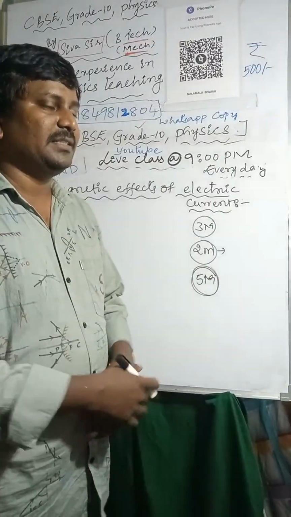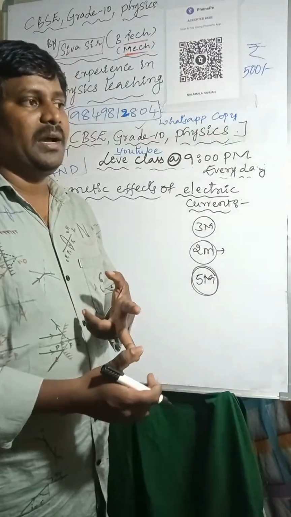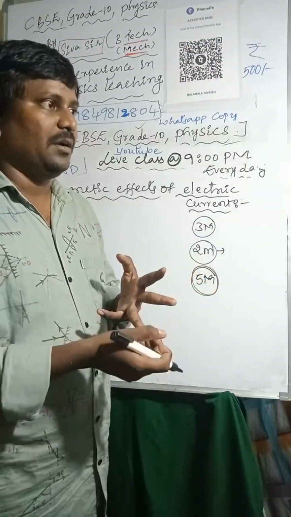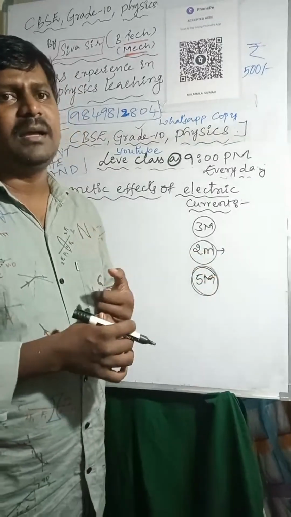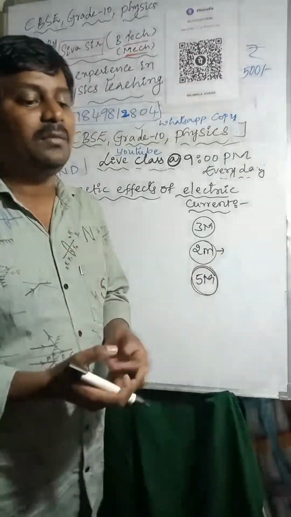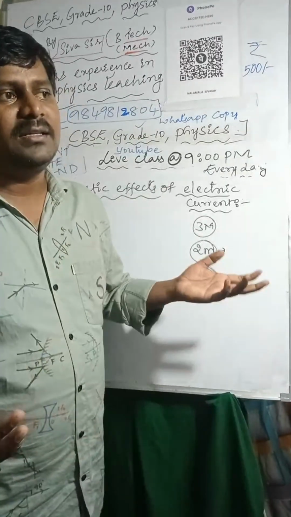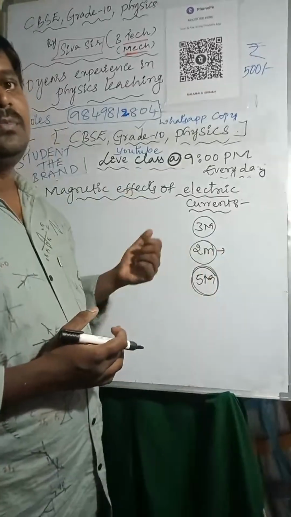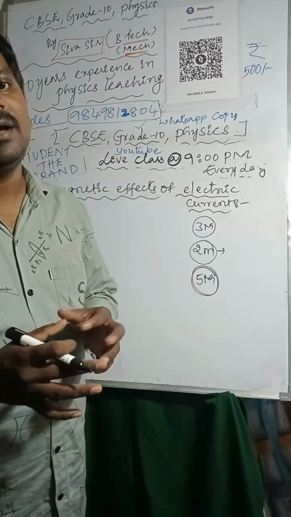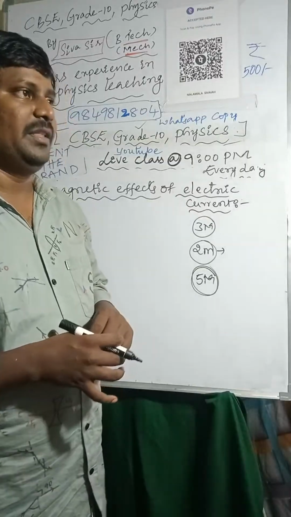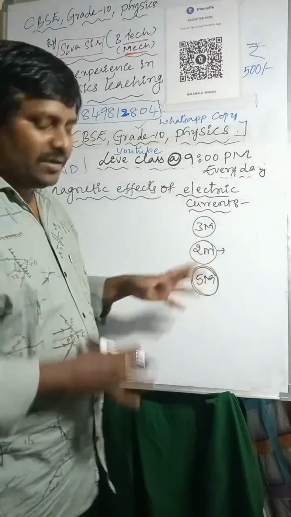Artificial magnets we can see: bar magnet, U-shaped or horseshoe magnet, dumbbell-shaped magnet, cylindrical magnet, spherical magnet. There are a number of magnets. So in this chapter, particularly, we will discuss the bar magnet and the magnetic field.